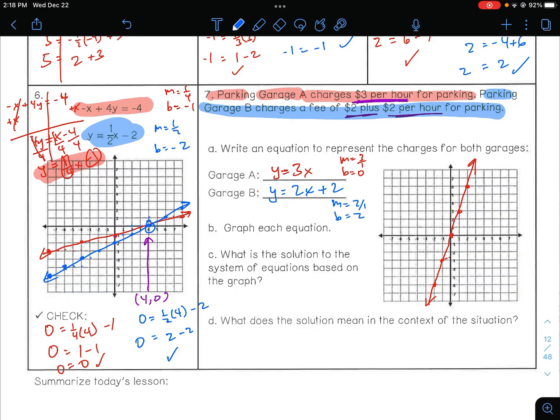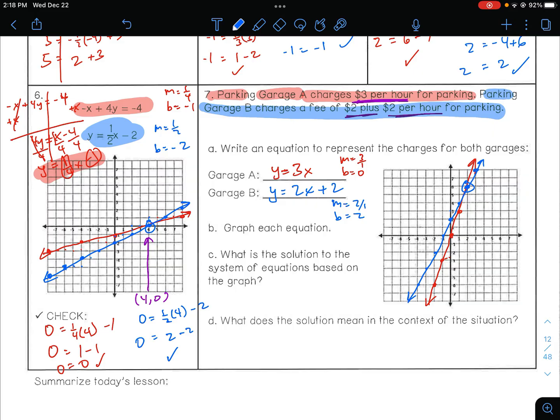Our starting point is 2, our y-intercept is 2, and they say it's $2 plus $2 an hour, so rise 2, run 1, rise 2, run 1. Oh, look at that, our points intersect. Rise 2, run 1. Let's bring it backwards because we kind of have to. This is what our line looks like.